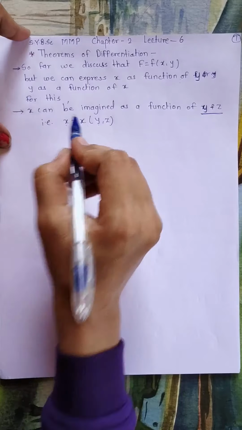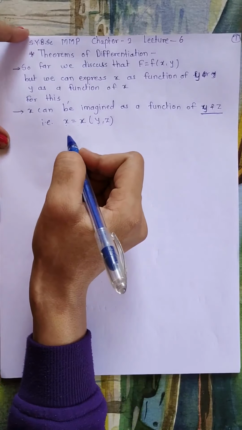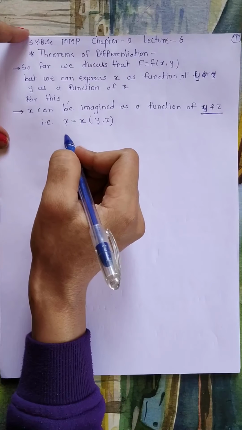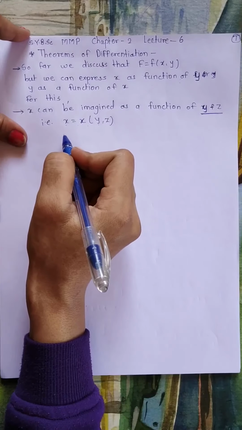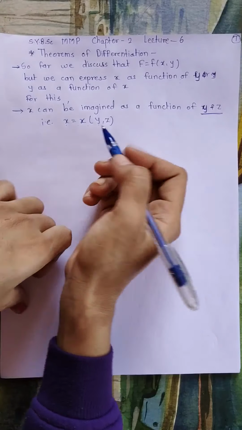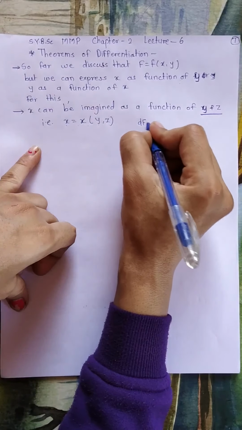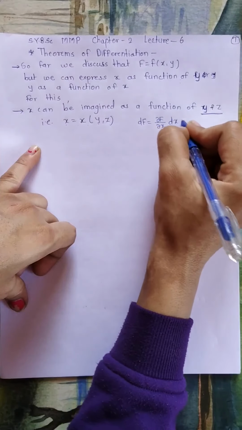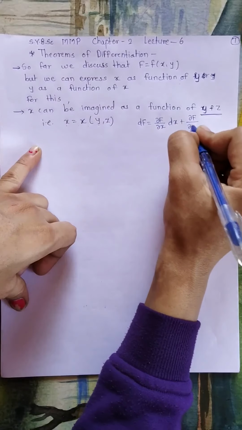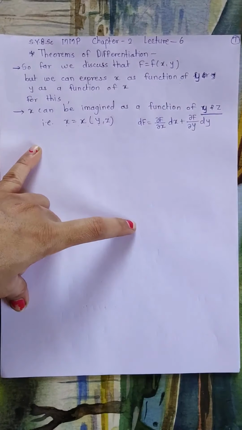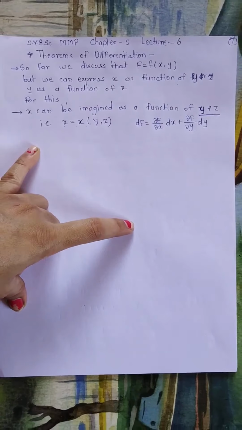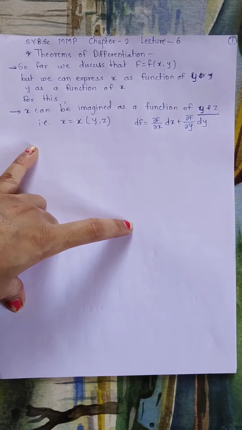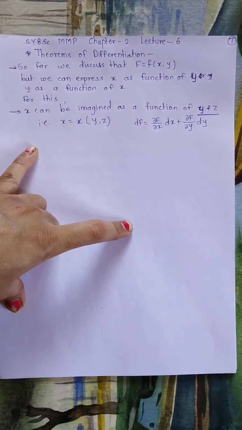And if this is the case, by using total differentiation, you know the definition of total differentiation. For function f, we have discussed that the total differentiation df is dou f upon dou x dx plus dou f upon dou y dy, right? So this is the case. We have already discussed that this is the total differentiation.